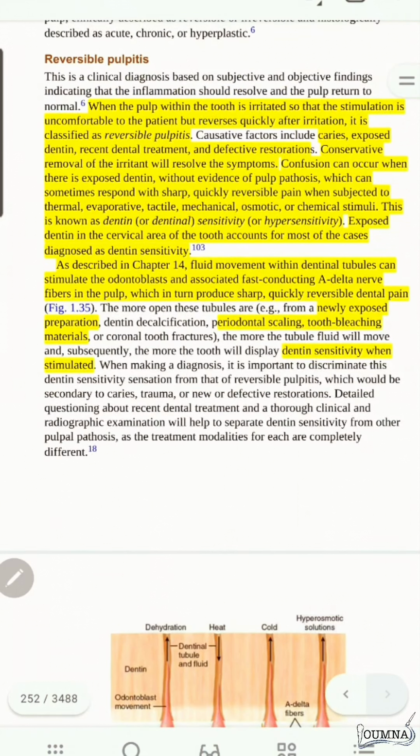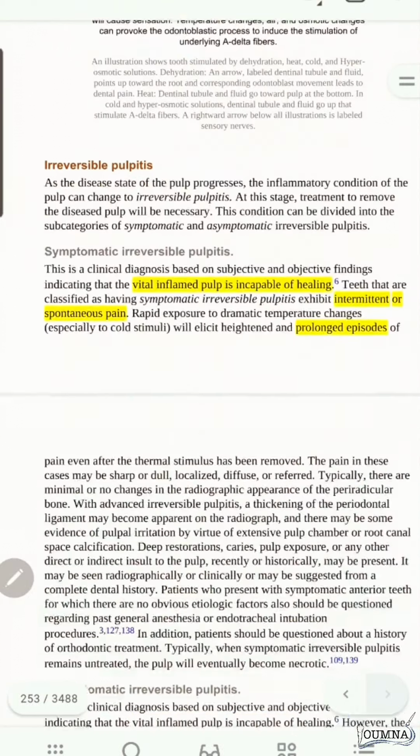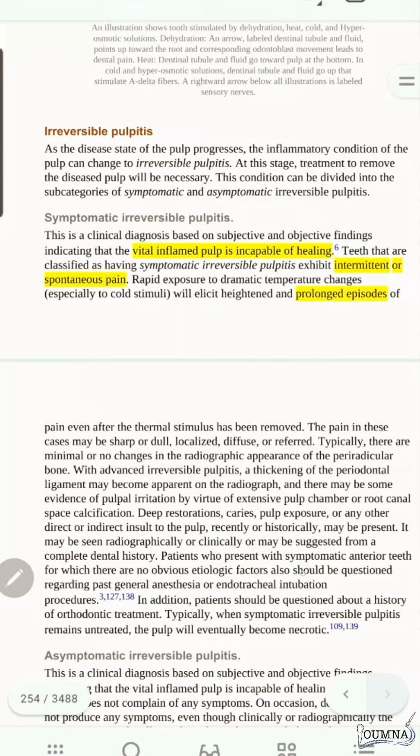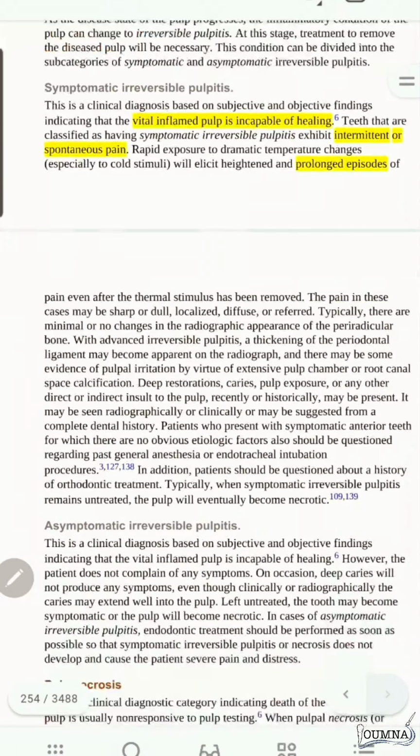Usually, the hypersensitivity is associated with a sound tooth that has no caries or any restoration, and it can be caused by scaling the tooth or by doing bleaching procedures. As for the reversible pulpitis, it is associated with caries or a recent dental treatment or defective restorations. Conservative removal of the irritant will resolve the symptoms. When the pulp loses its ability to heal, an irreversible pulpitis happens.